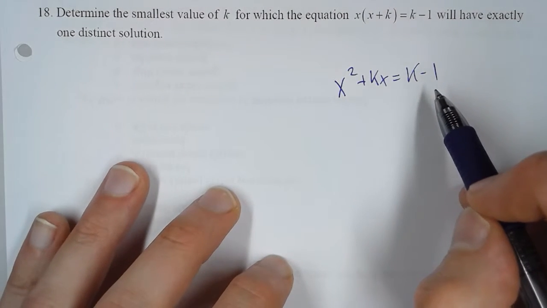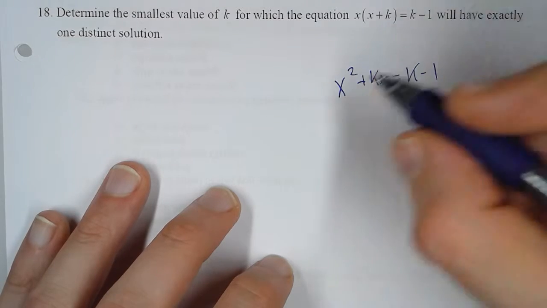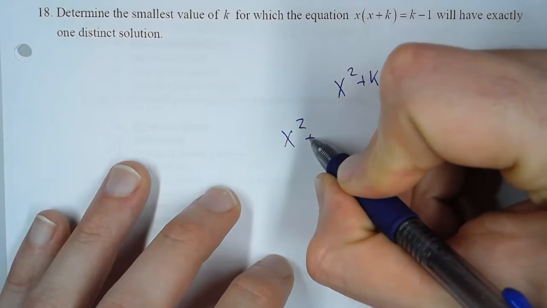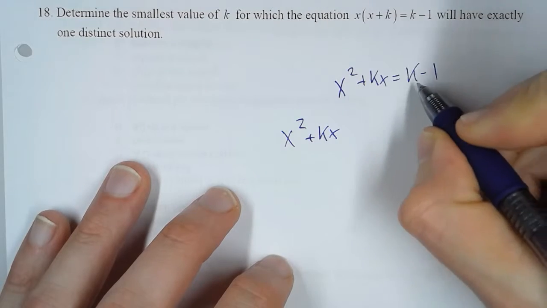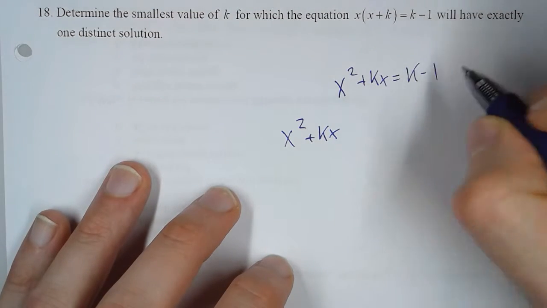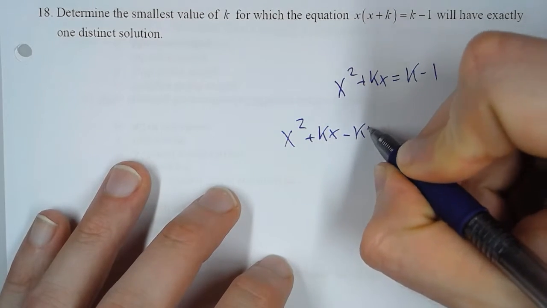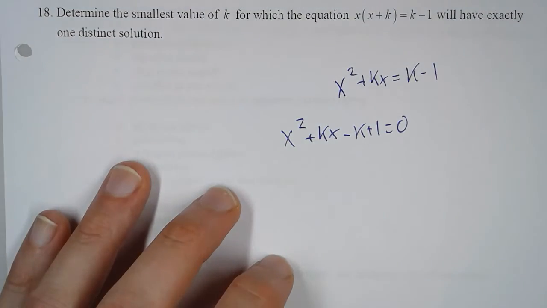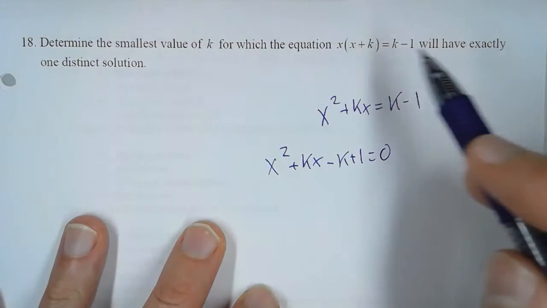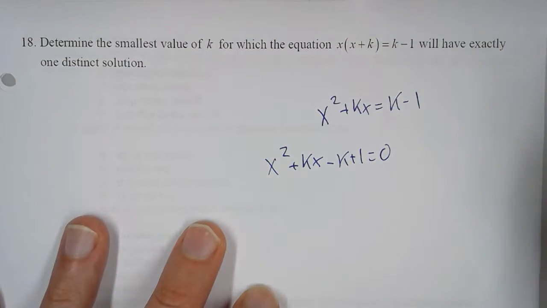So the way we deal with quadratics is first we get everything equal to 0. So x squared plus kx, I'm going to bring over the k minus 1, so minus k plus 1 equals 0. Now it says that we want this to have one distinct solution.